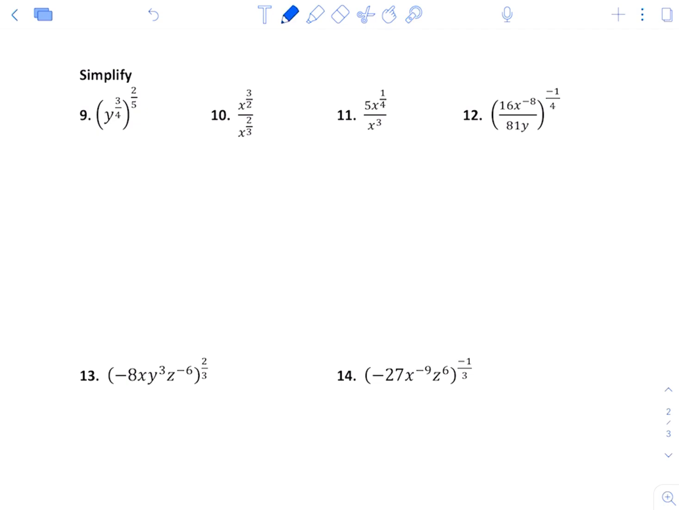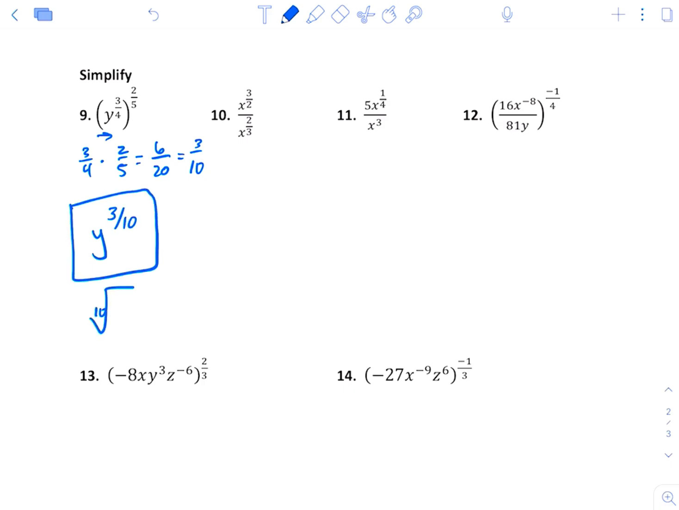All right, on number 9, since we have a power to a power, this is our multiplication one. So we are taking 3/4 times 2/5. So when we multiply, we go straight across. So this will be 6 over 20. And then I can simplify that since those are both divisible by 2. So this will be 3 over 10. So I will have y to the 3/10 as the final answer. Or again, you can write it as the 10th root of y cubed, since that would mean the same thing.